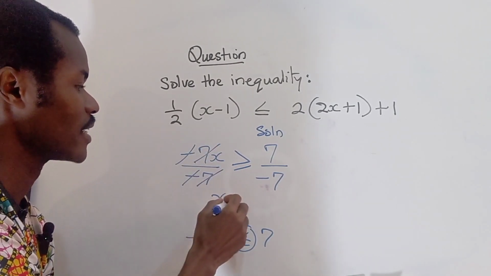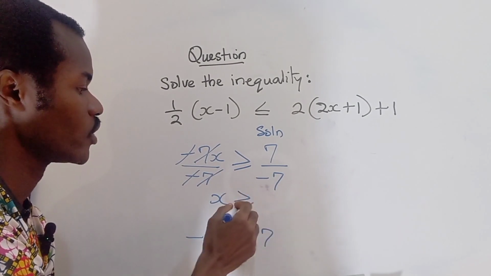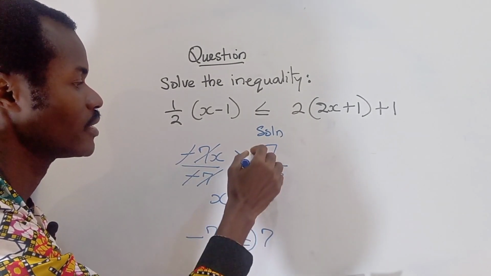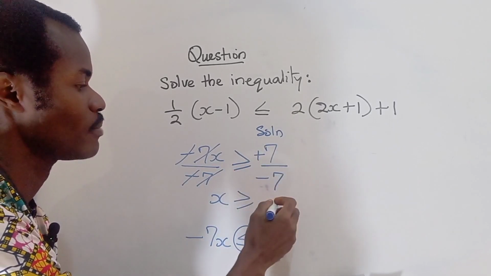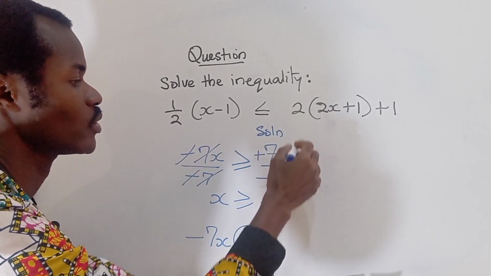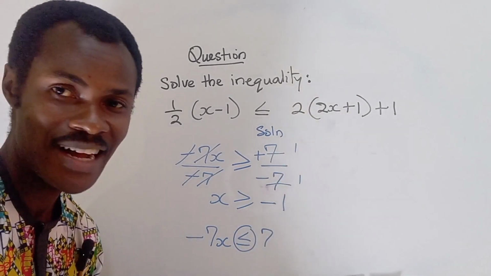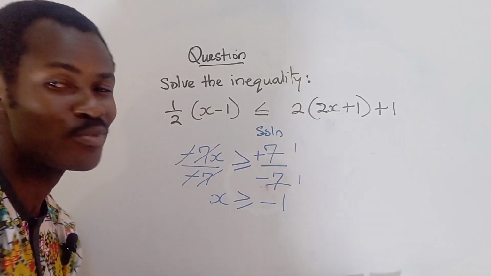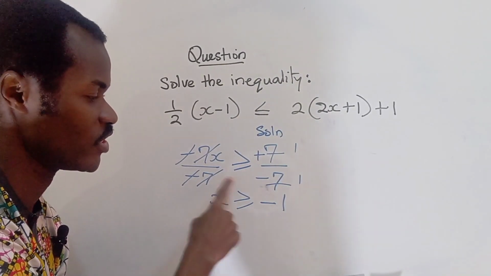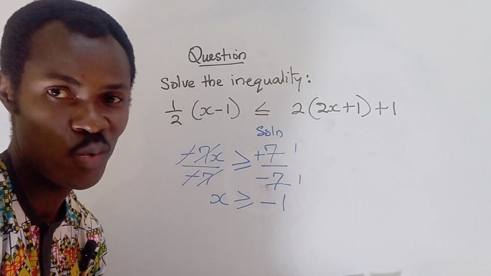So minus will cancel out minus, 7 will cancel out 7. So we are left with x is greater than or equal to, we have a plus here, plus divide minus is minus. 7 cancel out 7 is 1, so 1 divided by 1 is still 1. Our answer to this simple problem is x is greater than or equal to minus 1.